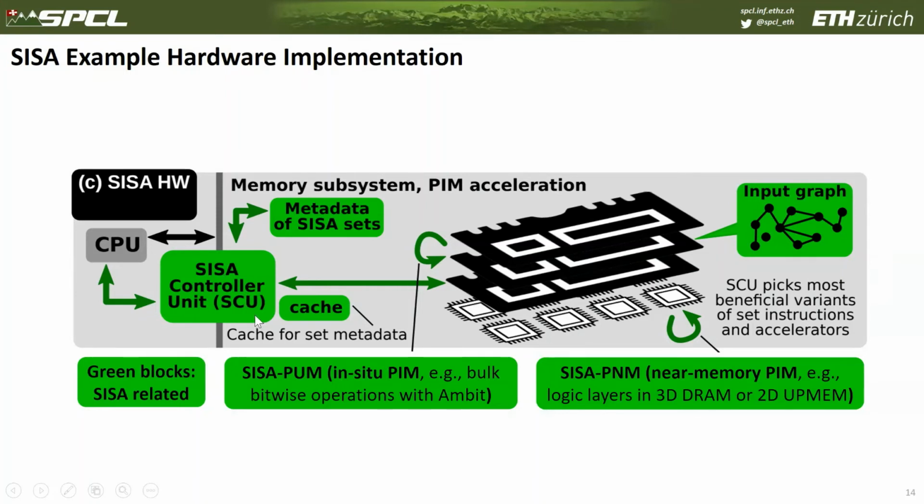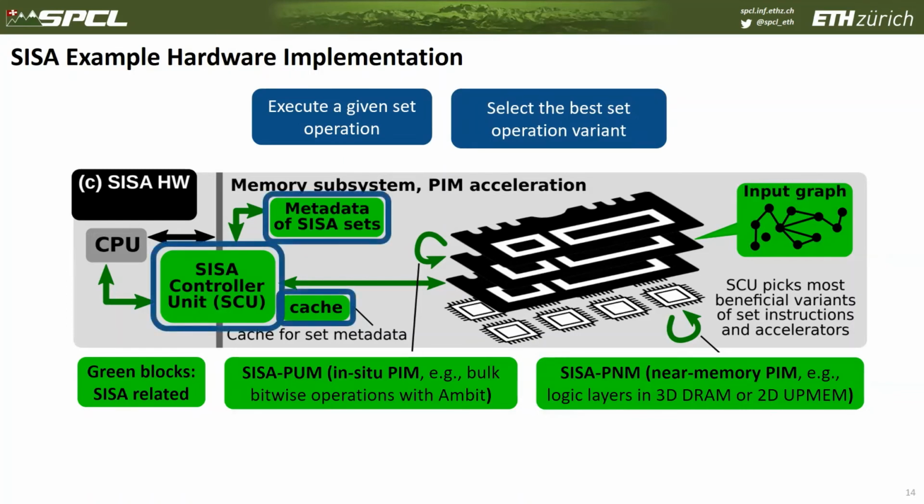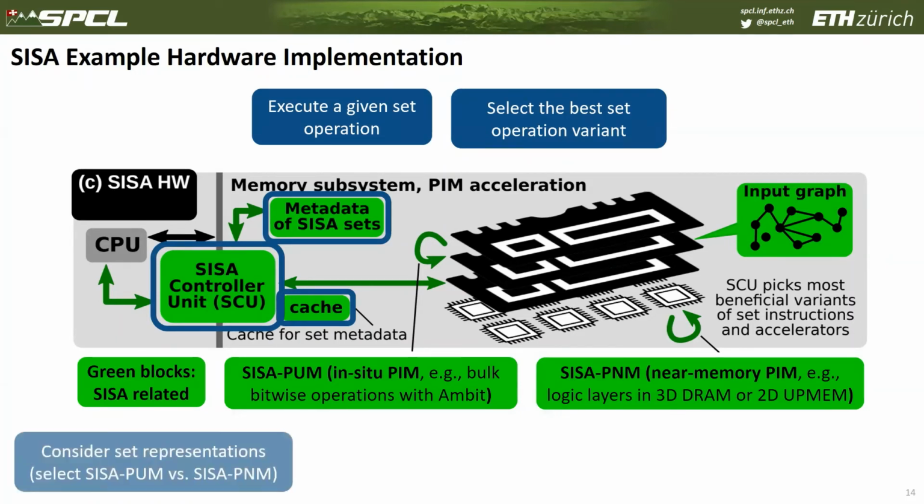a small controller that we call SCU, and this controller is going to decide what variants of set operations, and how these variants are going to be executed inside using our PIM acceleration. While executing a set operation, the SCU is going to select the best set operation variant, and in this process it uses additional information about the sets, called the metadata of SISA sets, that we store in memory and also cache in a small cache attached to SCU.